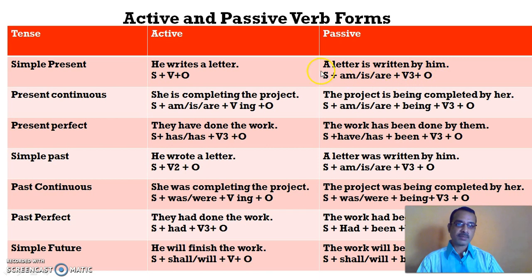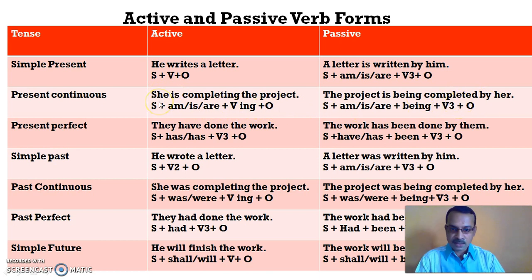So the answer becomes like this: a letter is written by him. This is the method of solving the question of active voice into passive voice. In the next example also, we can easily identify the subject, verb, and object. The subject becomes the object, and the appropriate verb is taken according to the subject and the tense of this example. After that, the subject becomes the object in passive voice, and this is the method.